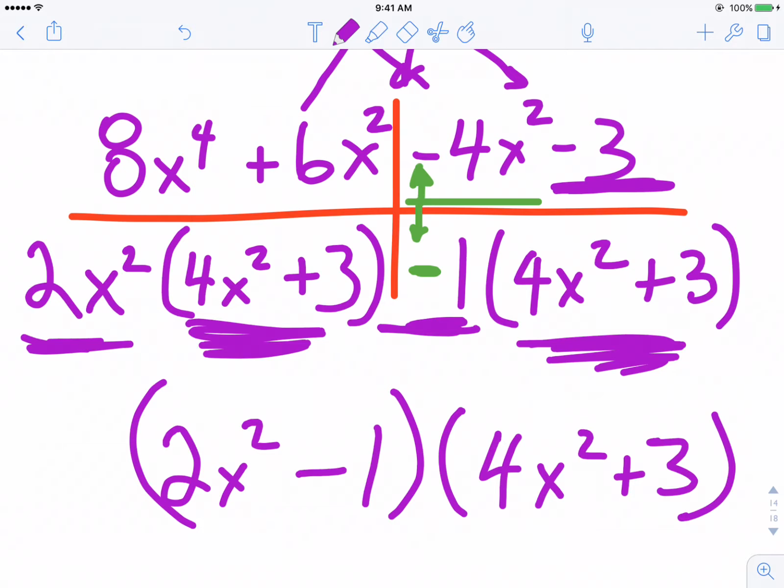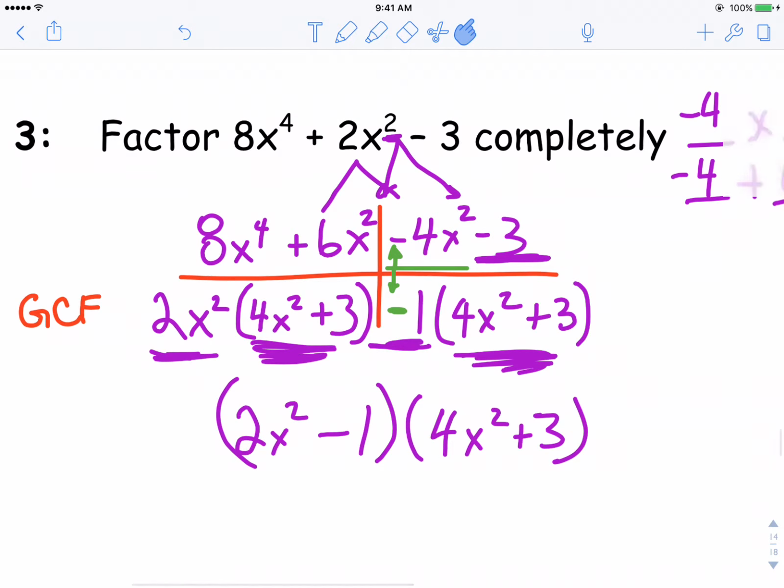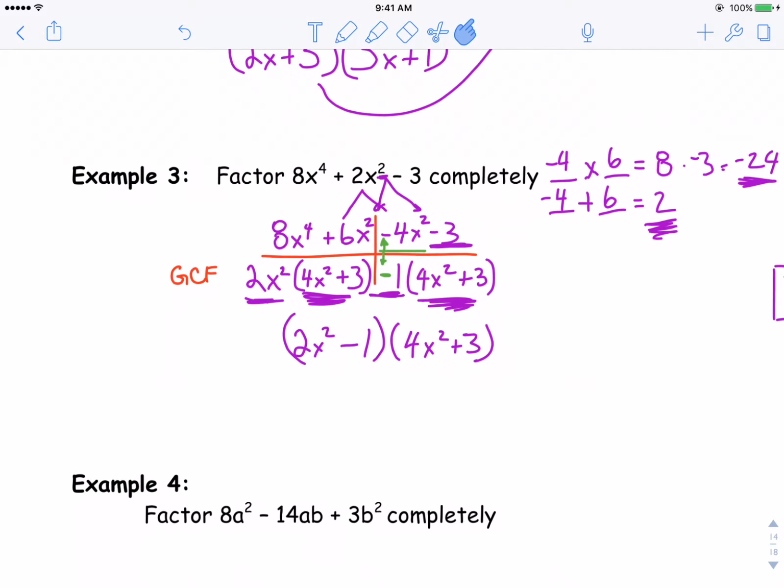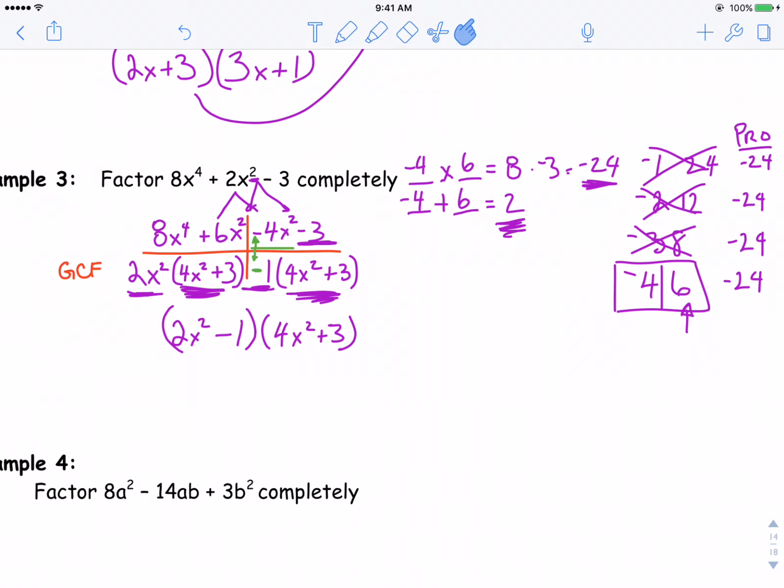Brackets are important on these binomial factors, because if you don't put brackets on it, it actually means something else. So make sure you remember your brackets. And there's example 3. Complete.